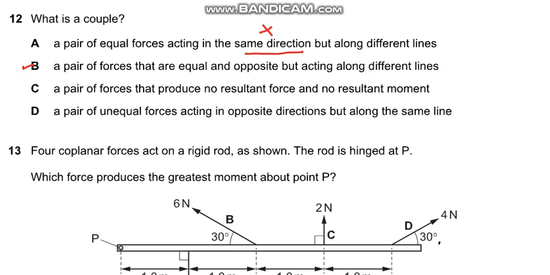Let's see the others. A pair of forces that produces no resultant force. That's wrong. A pair of unequal forces. That's also wrong. So B is the appropriate answer.